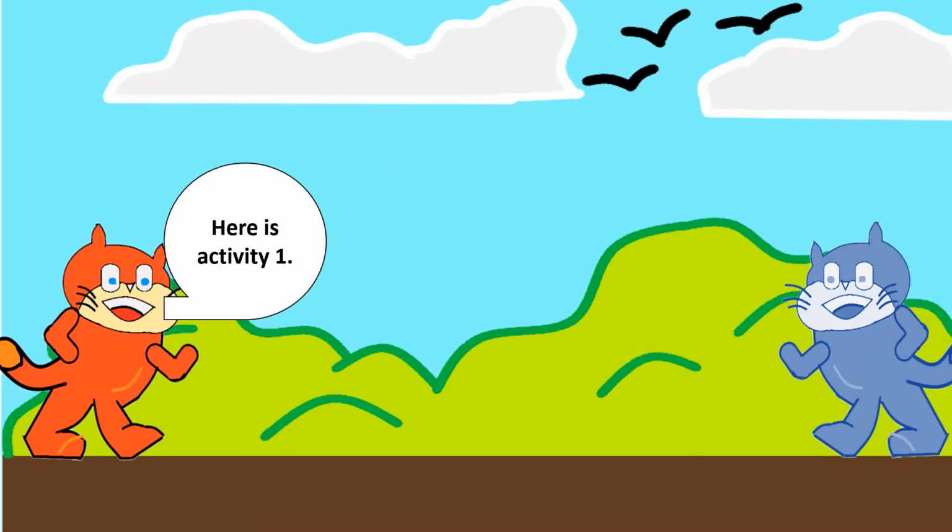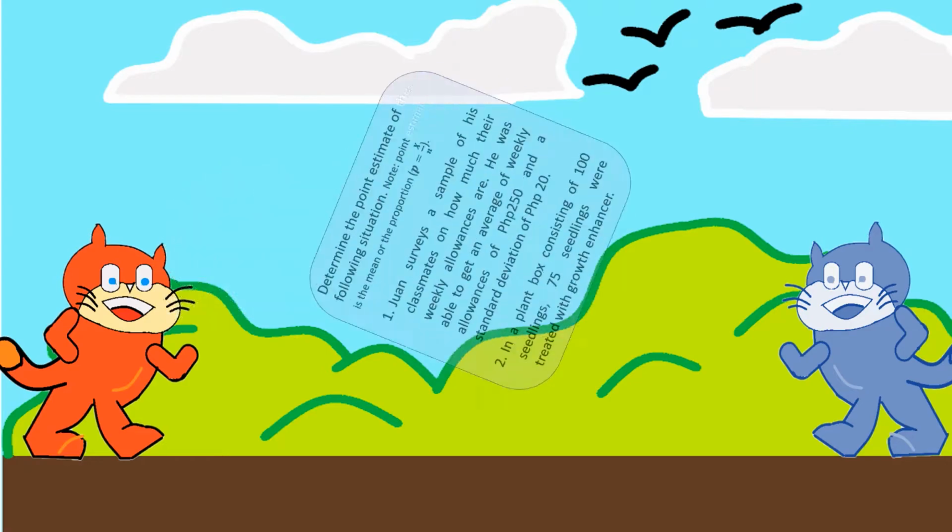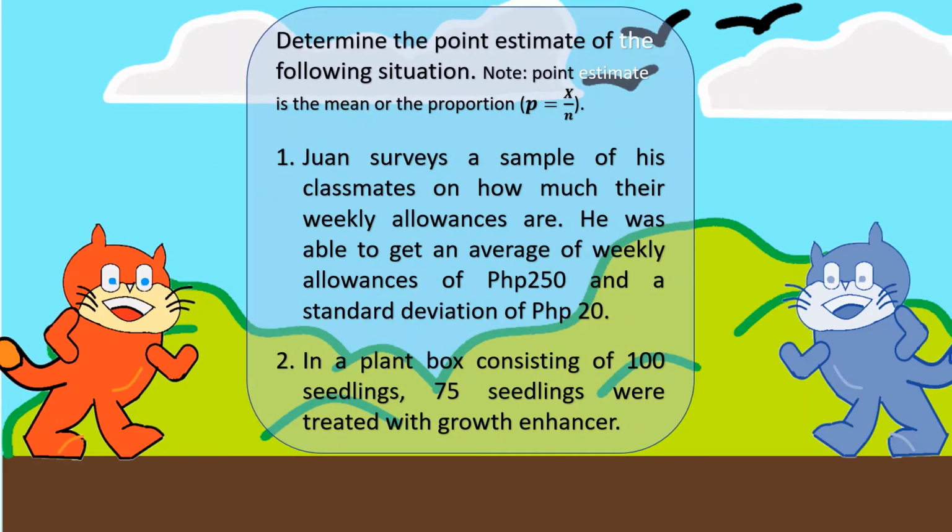Here is activity 1. Determine the point estimate of the following situation. Note, point estimate is the mean or the proportion where P is equal to X over N. Number 1. Juan surveys a sample of his classmates on how much their weekly allowances are. He was able to get an average of weekly allowances of 250 pesos and a standard deviation of 20 pesos.